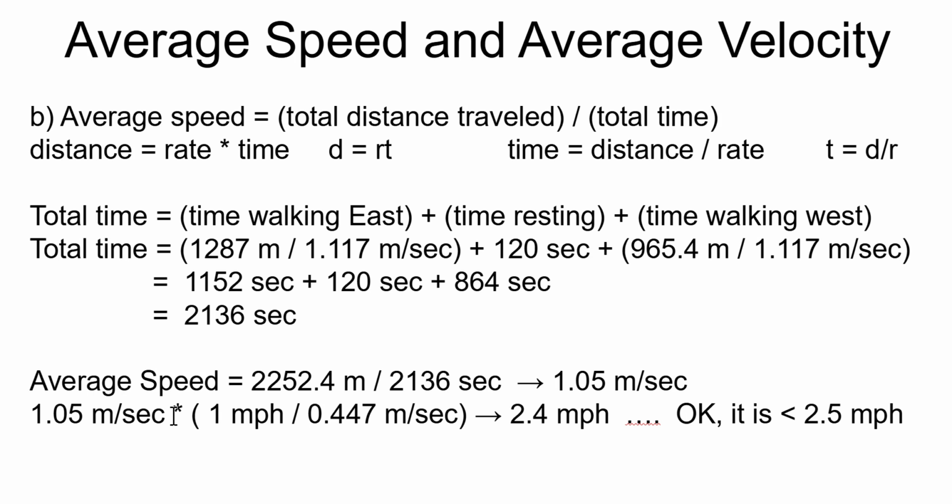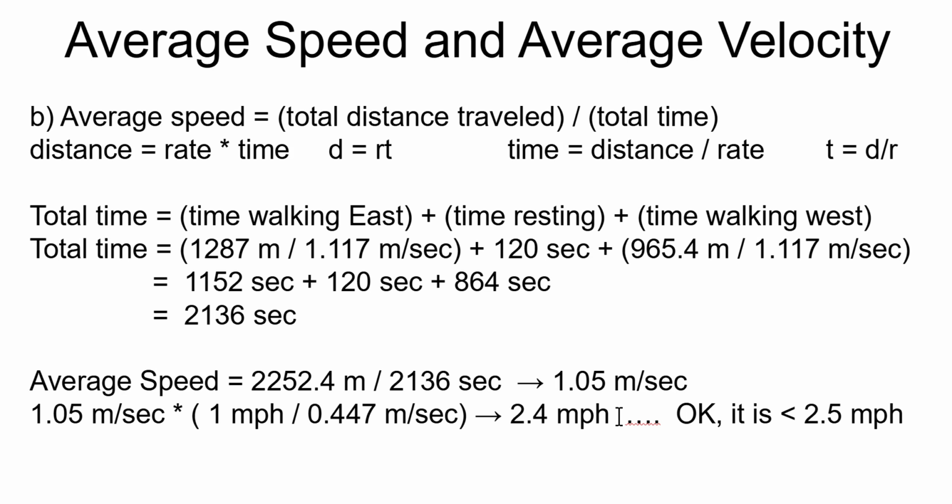1.05 meters per second multiplied by the conversion factor of 1 mile per hour is 0.447 meters per second. The meters per second here will cancel the meters per second over here. We'll be left with miles per hour, and it comes up with 2.4 miles per hour. Why would I say this is an acceptable answer?